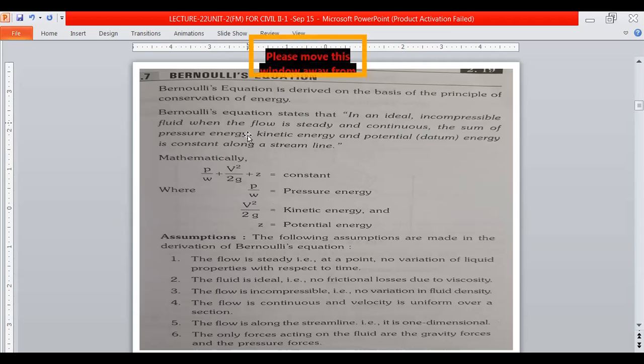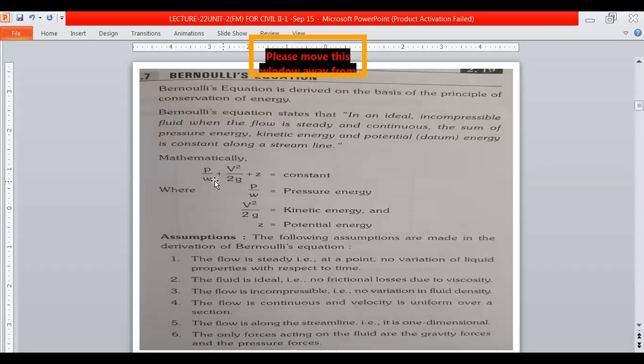The sum of what? The sum of pressure energy P by W, kinetic energy V square by 2G, and the potential energy Z is equal to constant. It states that in an ideal incompressible fluid, when the flow is steady and continuous, the sum of this pressure energy, kinetic energy, and datum energy is constant along the streamline. That is the definition you have to write, and it is based on the principle of conservation of energy.